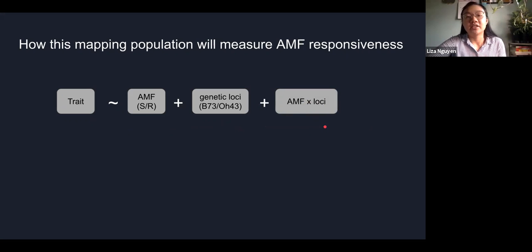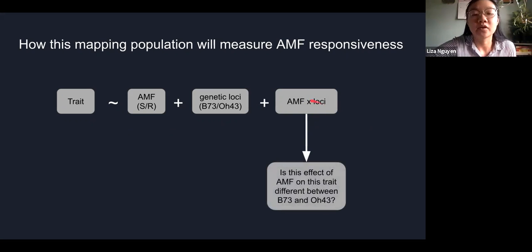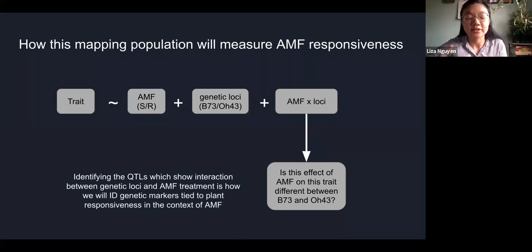So this interaction variable is really asking the question of whether or not mycorrhizae influence this trait differently between my two varieties, B73 and Ohio 43. And it's really by identifying these interaction QTLs that will be indicative of QTLs that are tied to maize responsiveness to AMF.